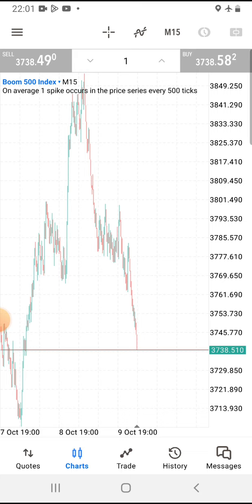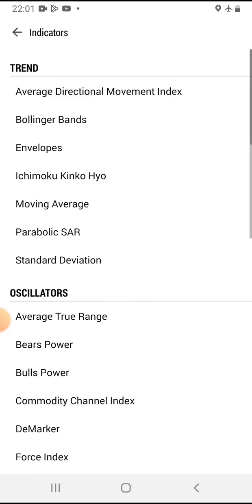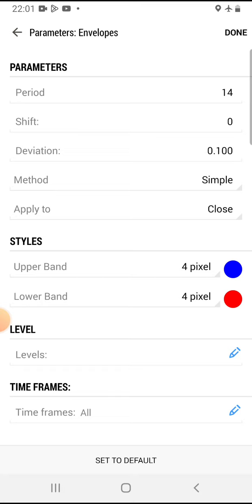The first indicator that you will need is called the envelopes, and they're going to be on your main chart, and they're going to have the following parameters. Okay, we've got a period of 14, a shift of 0, the deviation is 0.1. The method is simple, apply to close. We've got our upper band with this blue color and our lower band with this red color. Please try and follow the same colors that I'm using throughout this video so that you do not get confused when I refer back to these colors.